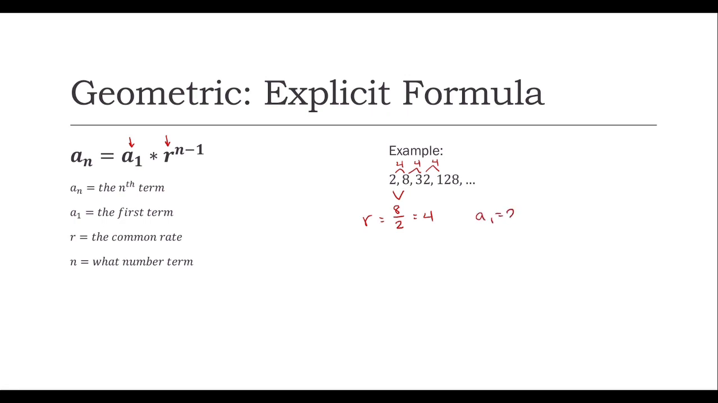Our first term is 2. So we have a sub n equals our a sub 1, so 2 times our rate, 4 to the n minus 1. So that would be our explicit equation.